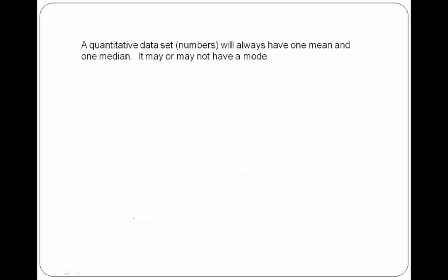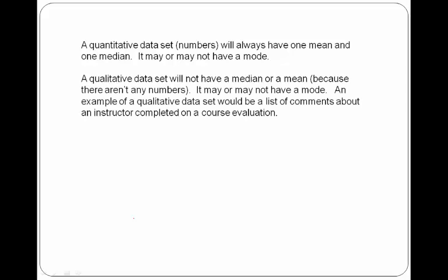A quantitative data set, which would be numbers, will always have one mean and one median. It may or may not have a mode. A qualitative data set will not have a median or a mean because there aren't any numbers. It may or may not have a mode.